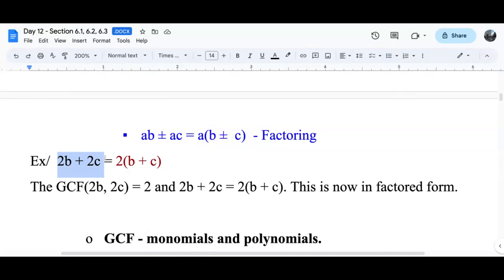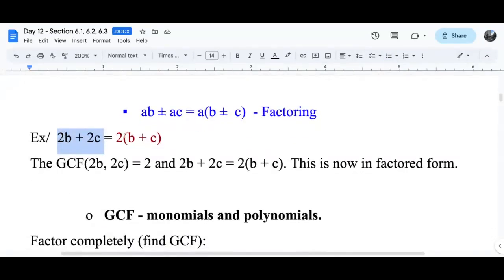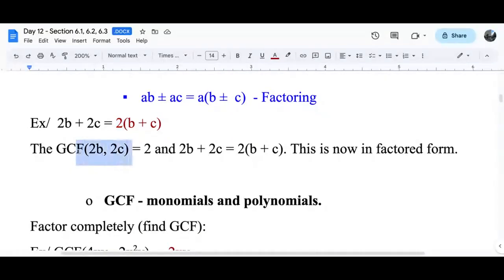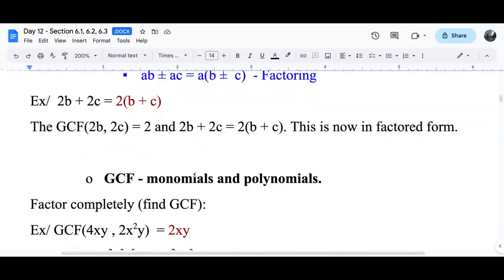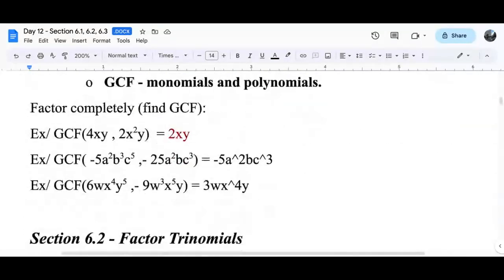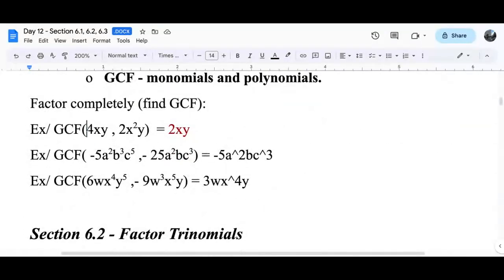Let's see this example. We have 2b plus 2c. We see 2 is a common factor. Then we write down b plus c inside the parentheses, because the greatest common factor of 2b and 2c is 2. All right. Let's see some polynomials with monomials. 4xy, 2x squared y, greatest common factor 2xy.